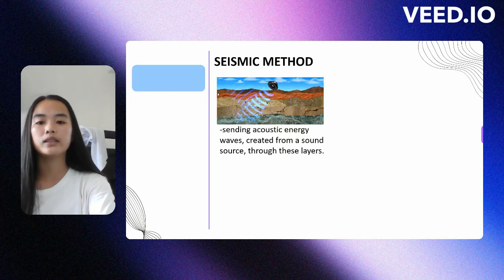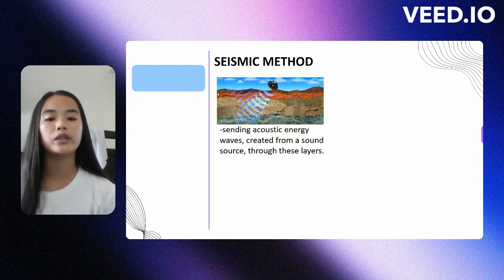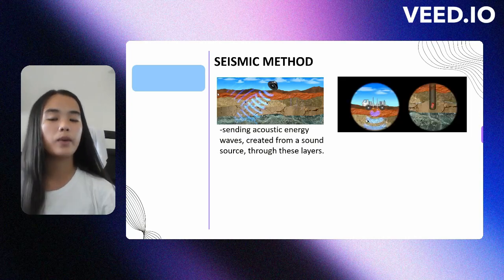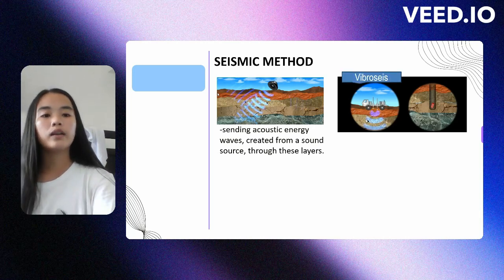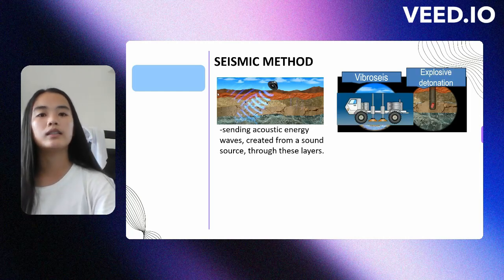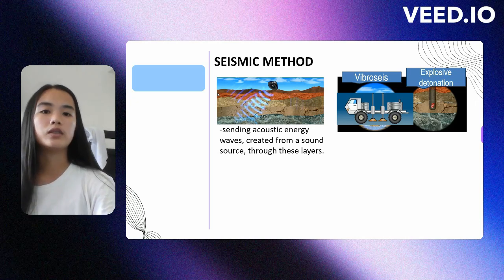Seismic method works by sending acoustic energy waves created from a sound source through these layers. Typically, there are two methods for producing sound waves. First is by using vibroseis, and the other one is by explosive detonation. Vibroseis is also known as a thumper or a shaker unit. It is a large hydraulic drum that is fitted to a special truck.